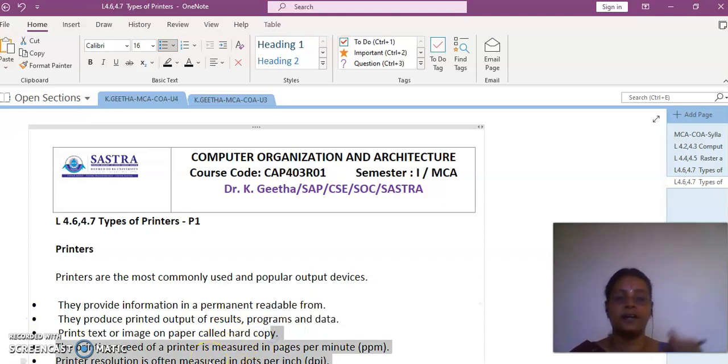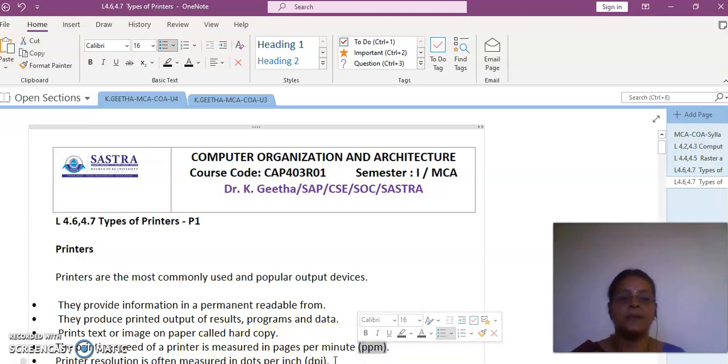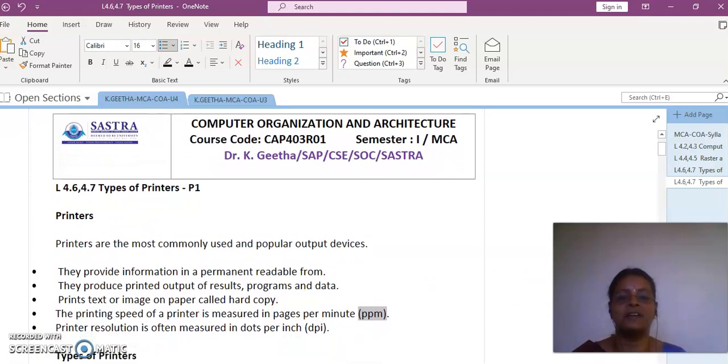Usually, whatever we get, we store it in the hard disk as a file. We call that a soft copy. And the same soft copy, if you are able to take a printout on paper, will be referred to as a hard copy. Now coming to the printer speed, it is always measured in terms of ppm, which means number of pages per minute. So how many pages a printer can print in a given time period. That's what is identified as the print speed.